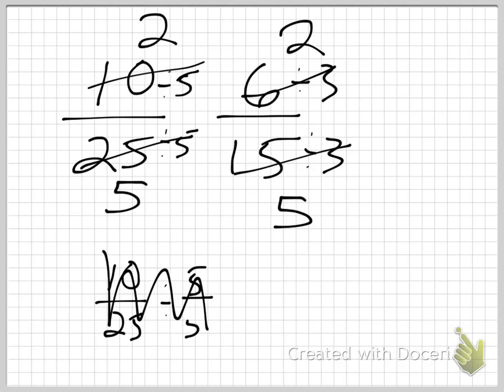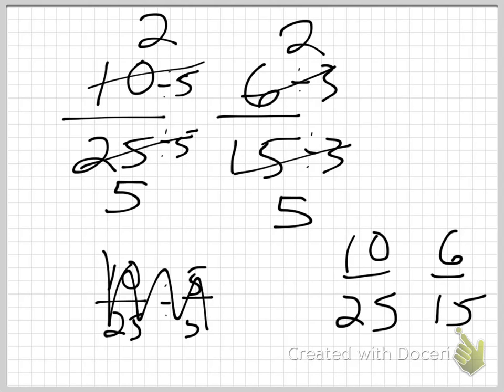Notice, people, most of you didn't think that they were equivalent because they didn't look like they were equivalent. I had 10/25 and 6/15, and you all said no. You were looking for the easy shortcut. What is the most efficient way of deciding whether two fractions are equivalent or not? Reduce them. If they reduce to the same number, then they are equivalent. If they don't, then they're not.